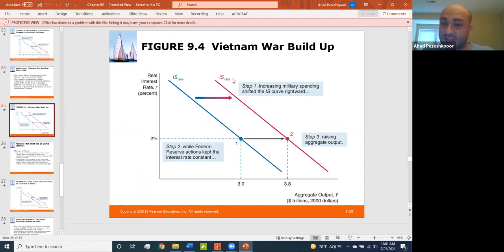1964 to 1969, interest rate was kept constant. What happened was that increasing military spending shifted the IS curve rightward and therefore raising aggregate output. Very nice, right? But then later, 2 years later, 3 years later, inflation started. Inflation has costs. All those inflation costs made the economy go into recession during the President Carter's administration.